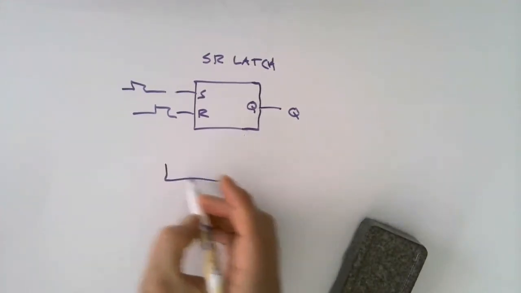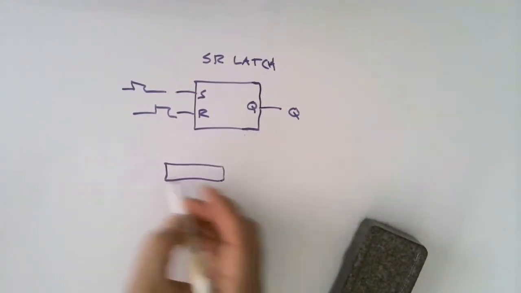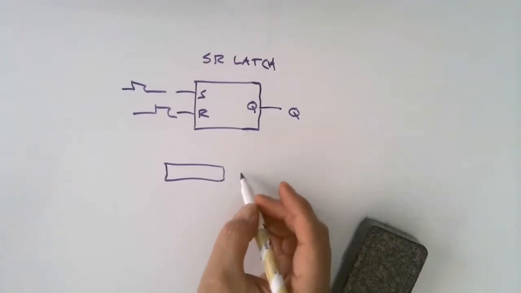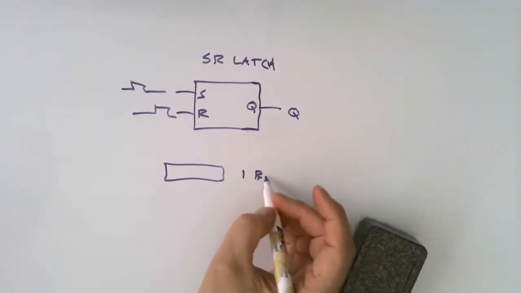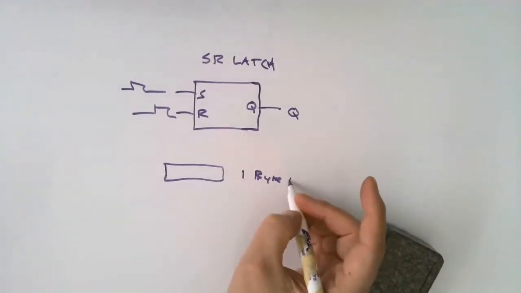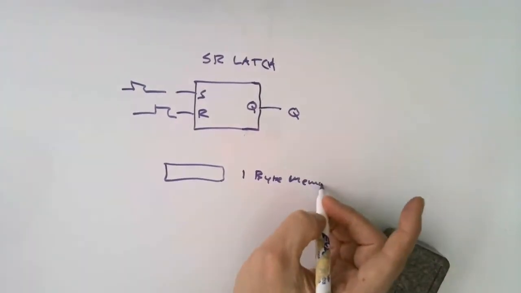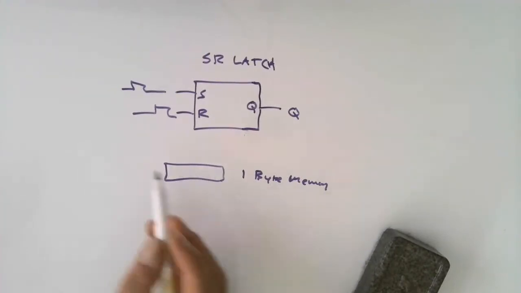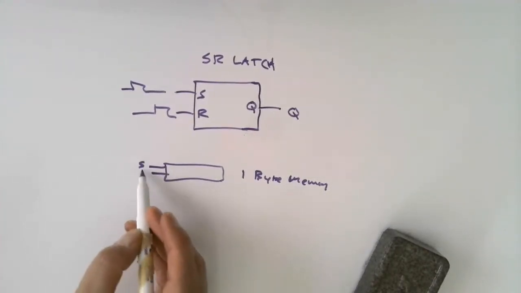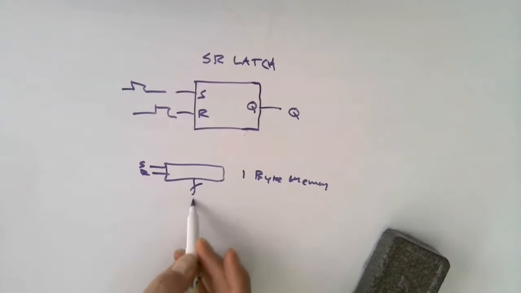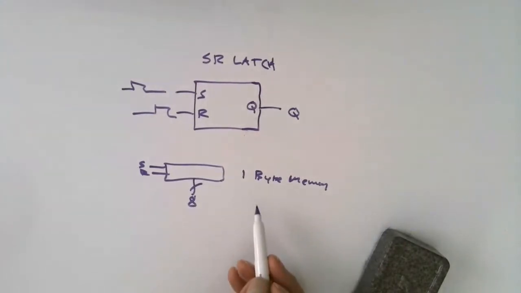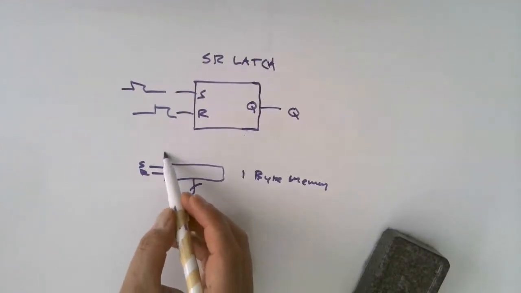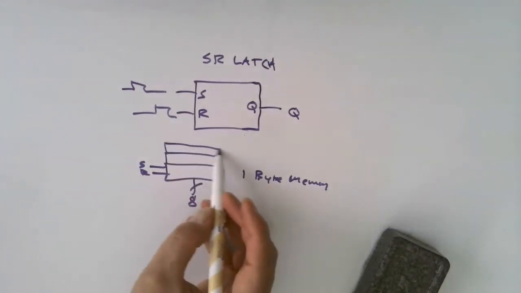Now, if we took 8 of these SR latches and connected them together in parallel, we'd have a 1-byte memory device. And it's assumed that all the sets and resets are connected together. So you'd have a set and a reset, and then 8 bits of data here. So that's 1 byte. If we wanted 64 bytes, we'd have to basically add 64 of these together.